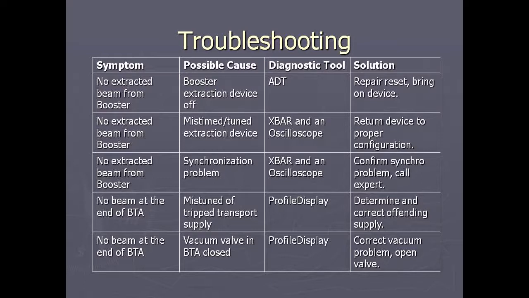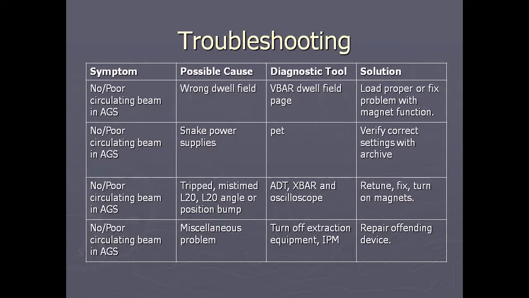I mean, when you take these exams, you should have a list of things in your head that will kill you. Like, you see beam late in the booster, you see no beam in AGS injection. Where do you go first? You see beam late in the booster and nothing in the AGS. What do you check first? You're not getting to 6. What power supplies can screw you up? Which is bumps, F3 and F6.